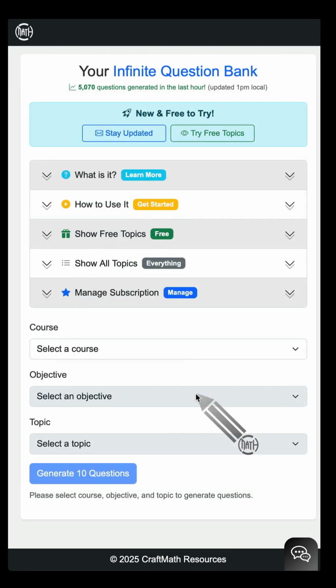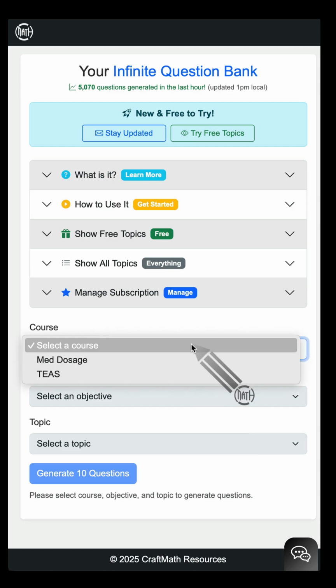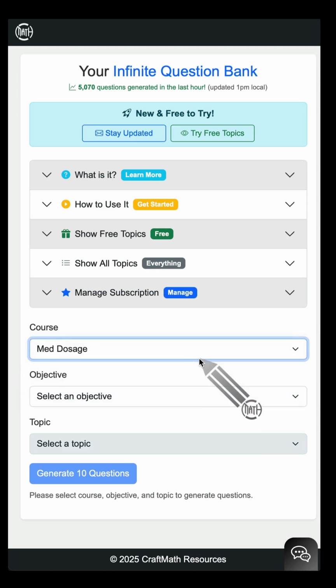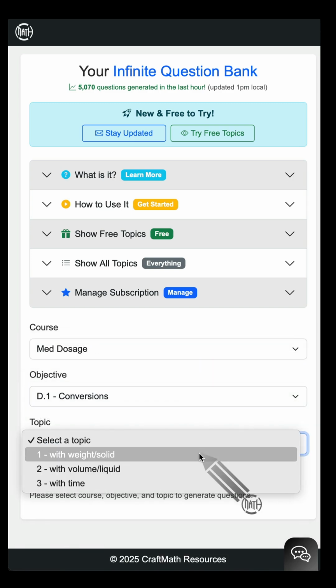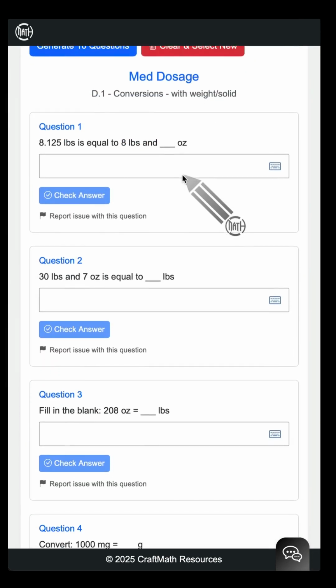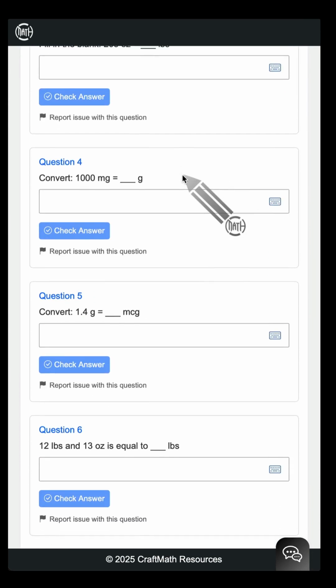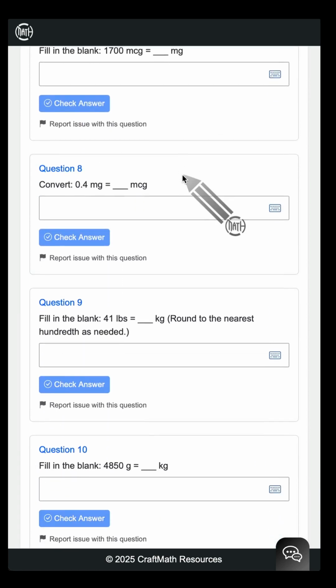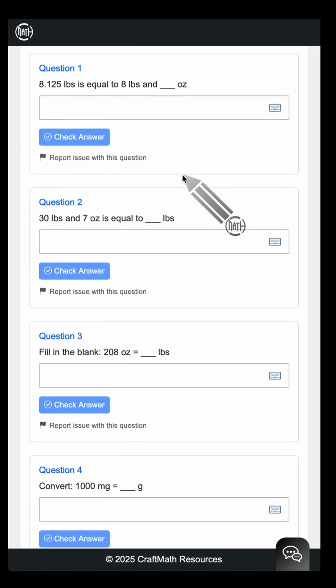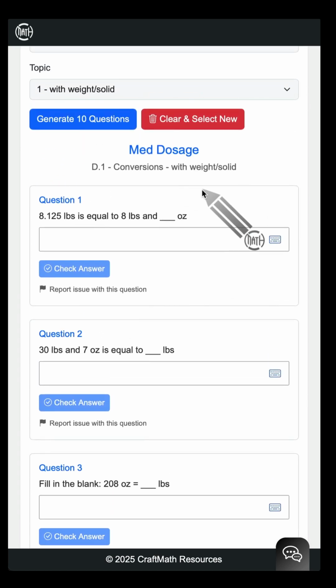You can literally generate an infinite number of questions. And I mentioned pounds and ounces. That topic is going to be available underneath med dosage. We're looking at conversions. And then our topic is going to be weights and solids. Let's generate those questions. And every time you do this, you're going to get 10 fresh questions. Notice we also have some micrograms, milligrams, pounds, kilograms. But in this particular video, I did mention pounds and ounces.